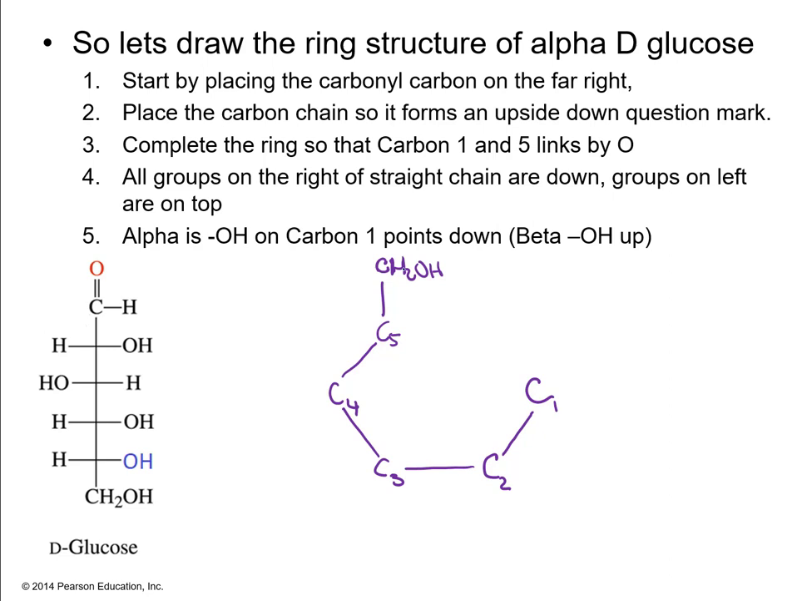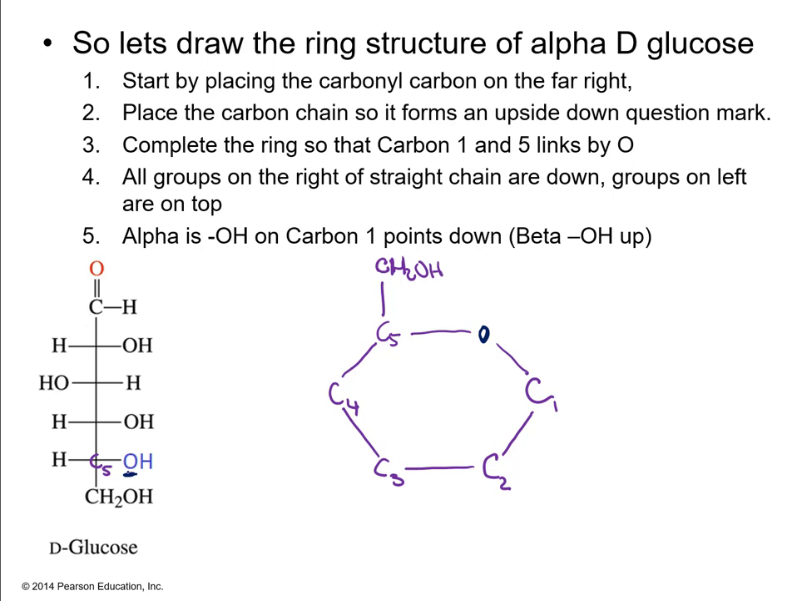So now, like I said, carbon five, which is this one, its oxygen forms a connection between carbon five and carbon one. That's what finishes the hexagon. So this blue oxygen right here is now what's here. So this oxygen is this oxygen. Do you see how I say it looks like an upside down question mark? It's like one, two, three, four, five, six. And then just link carbon one and five with an oxygen.